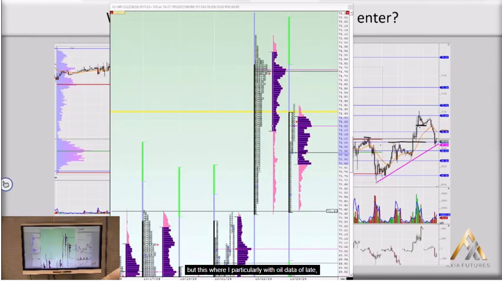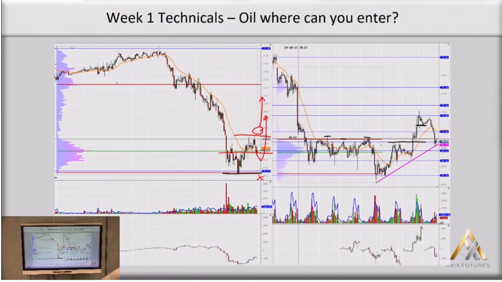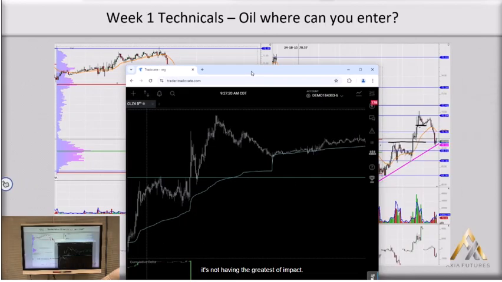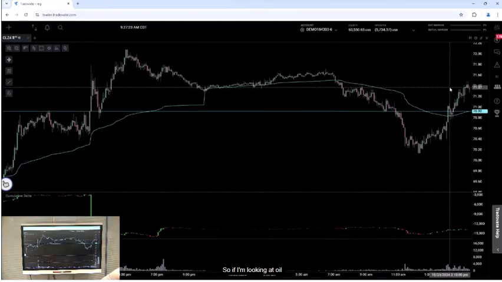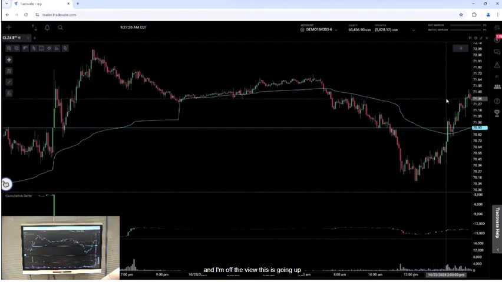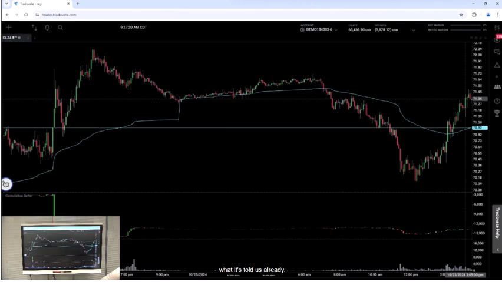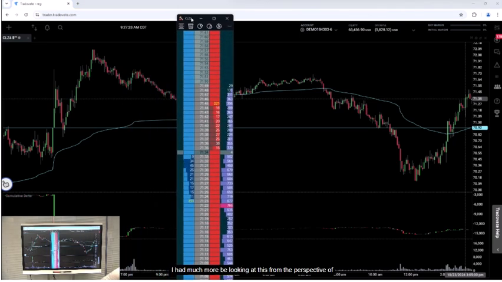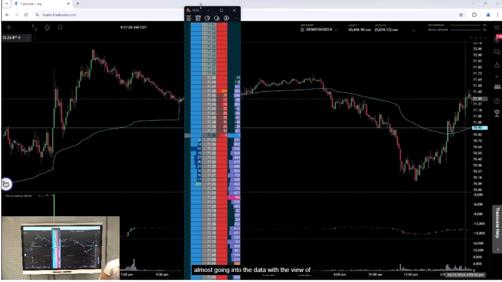But this is where, particularly with oil data of late, it's not having the greatest of impacts. So if I'm looking at oil and I'm of the view this is going up because, well, let's face it, that's what it's told us already, I'd much more be looking at this from the perspective of almost going into the data with the view of whatever the data is, oil's a buy. It either goes down and you buy the whip down and play it back, or it goes up and you buy the break of the high, because it's already told you where it wants to go, unless this data massively changes that. If you've got a position, would you run it into the data?